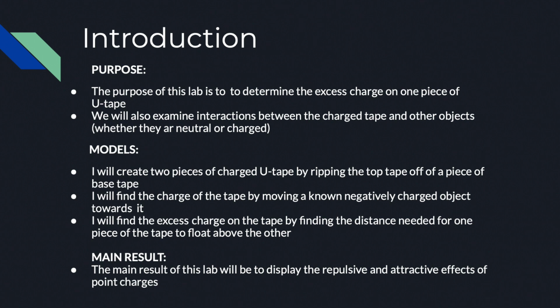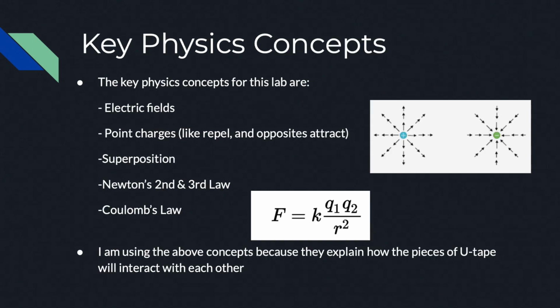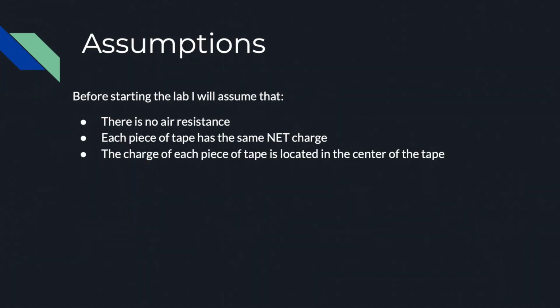point charges. The key physics concepts for this lab are electric fields, point charges, where like charges repel and opposite charges attract, superposition, Newton's second and third law, and Coulomb's law. The figures shown to the right can display the concepts I was just talking about. I'm using the above concepts because they explain how the pieces of U-tape will interact with each other.